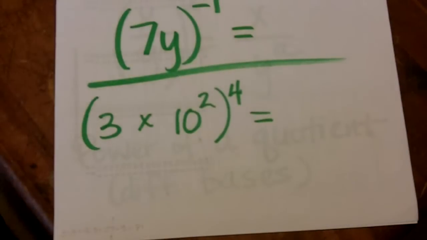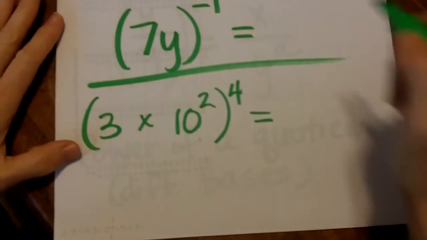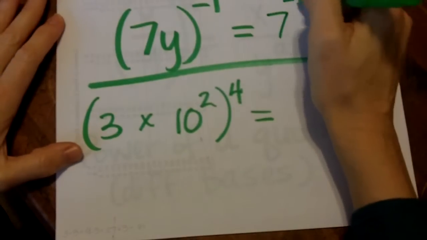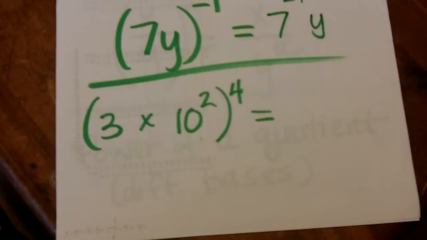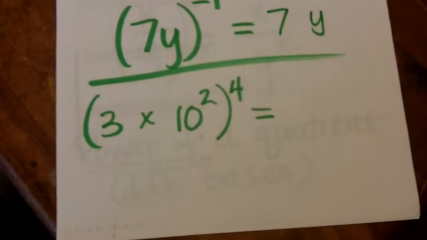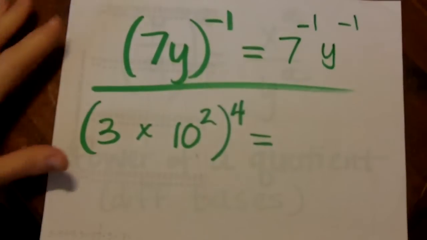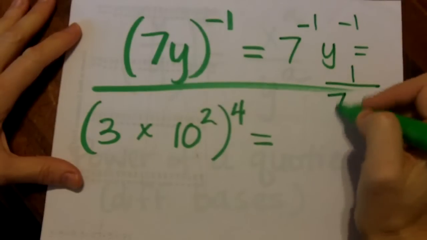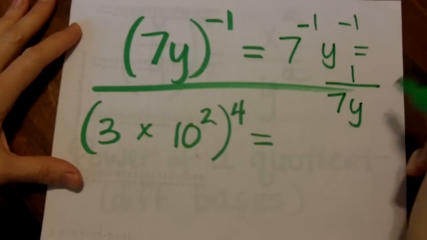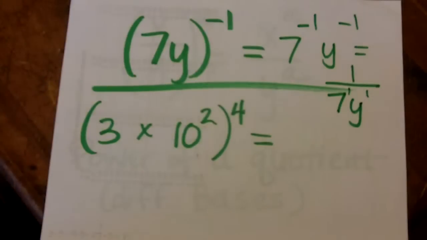If you had 7y raised to the negative 1, for instance, that negative 1 applies to both of these, okay? And then if your book asked you to represent that without any negative exponents, you're going to say that it equals 1 over 7y, okay? And you can put the little ones there if you want to, not necessary, of course.